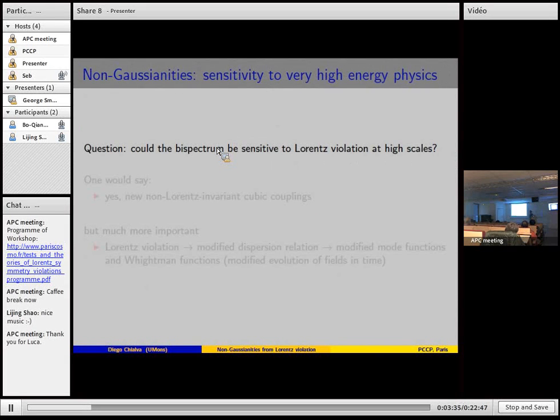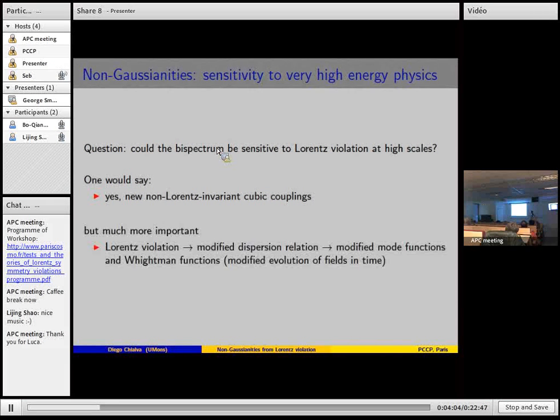So the question is, can the non-Gaussianities be sensitive to Lorentz violation? And of course, everybody today has basically told us, yes, of course, in principle they can, because when you have Lorentz violation, you will have a lot of new non-Lorentz-invariant couplings, in particular cubic couplings in your action, and they can play a role. But unfortunately, these are not qualitatively different from the Lorentz-invariant cubic couplings. They will still be very suppressed in a single-field scenario. But there is another thing.